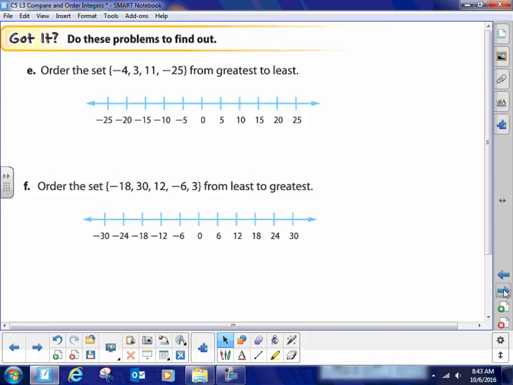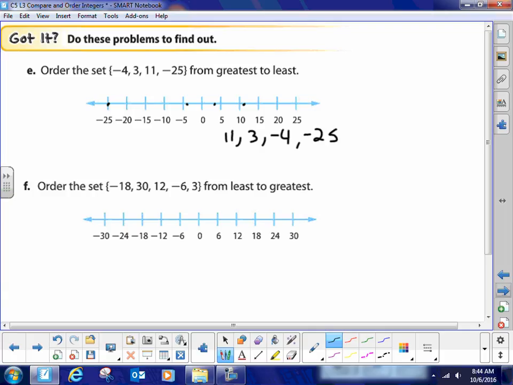All right, here we go. They've set up a number line. They've counted by tens. It doesn't matter what you count by. As you can see, the next number line is done by sixes. Okay, either way is okay. So I go up here and I graph my numbers. I will use black. That's fine. I will graph -4, and then 3, which is about here. Then I'm going to find 11, which is about here, and then -25, which is right on the line here. Okay, and then I go greatest to least. So I go right to left, and I go 11, 3, -4, and -25. Okay?